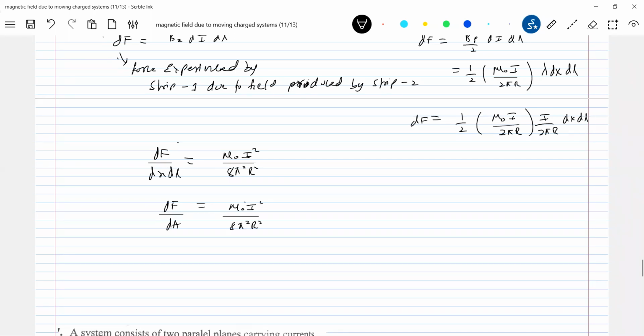So force per unit area is what you can call pressure, magnetic pressure. You write P_B like this symbol. There's a magnetic pressure. How will this force act? What about direction?